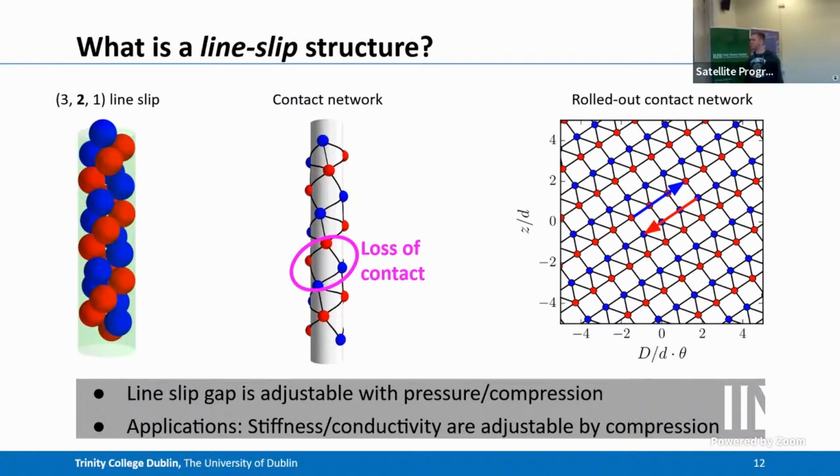And I find these structures very remarkable because this gap is adjustable with the pressure or the compression of the system. So if you change the pressure of the system, you can adjust how much this loss of contact actually is. So that's a range of how big this loss of contact is. And I still think there could be applications in material science, by looking into materials where you can change stiffness, conductivity, or also the resonance frequency of one of those rods. You can vary these properties by just adjusting the compression or the pressure of the system.